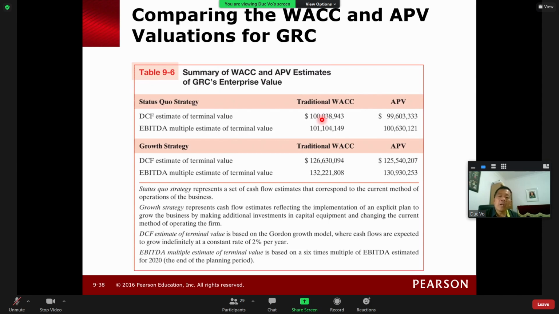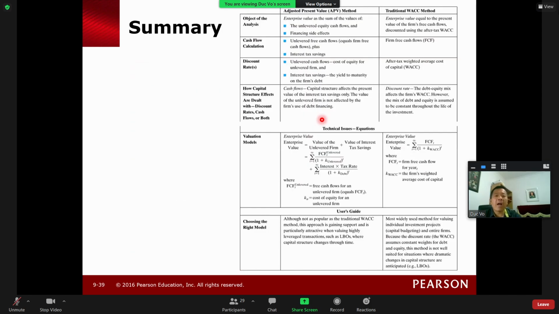So again, this just provides the summary to you. Just feel free to use it. And as I said, in the exam the formulas will be provided to you. So the only thing you need to do is understand how to apply the formula, but not memorize the formula. Okay, so that is the enterprise valuation when you try to do valuation for the entire company.